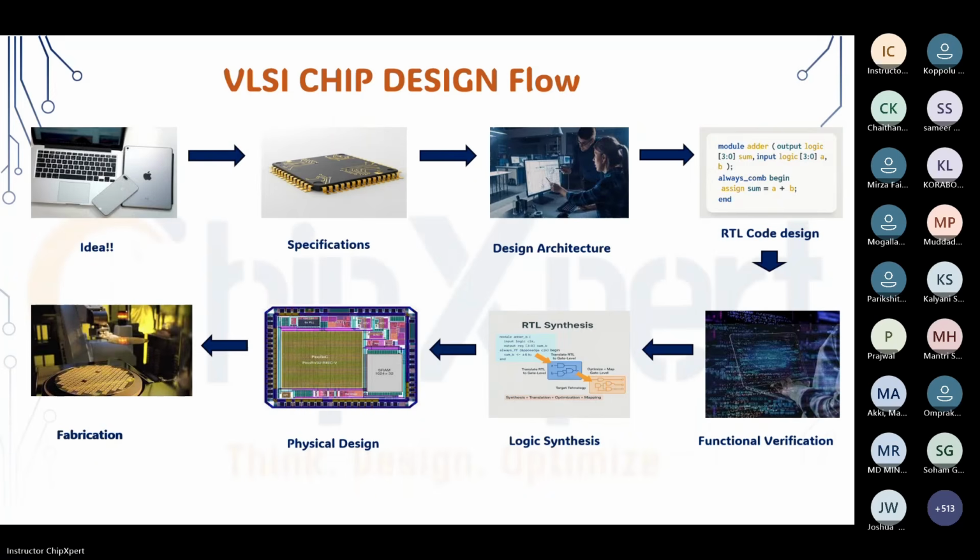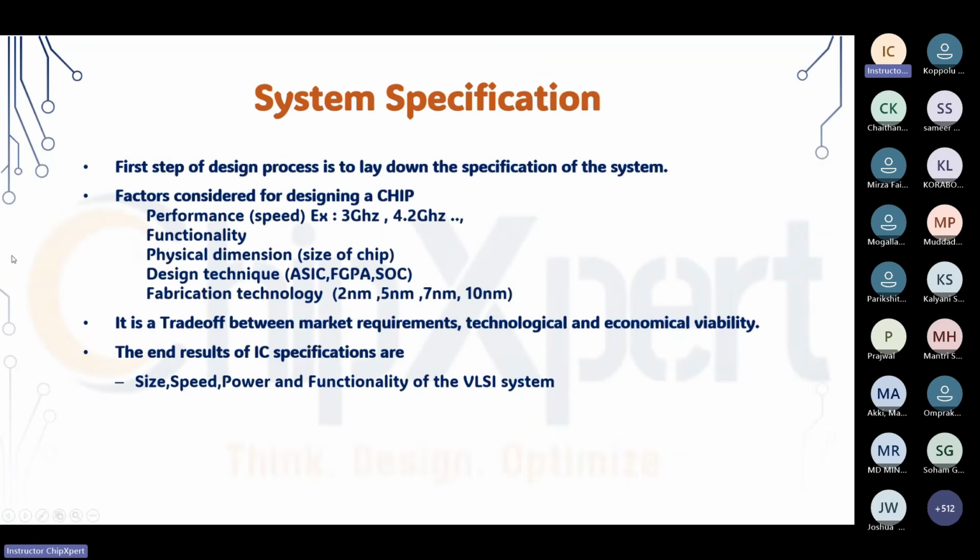Okay. Let's cover each and everything related to the RTL code and specifications. The specifications include the performance the chip has to deliver, how it has to be manufactured and designed. At the same time, the physical dimensions, the size of the chip matters, and the design technique to use for this: ASIC or FPGA or SoC. These are the design techniques.